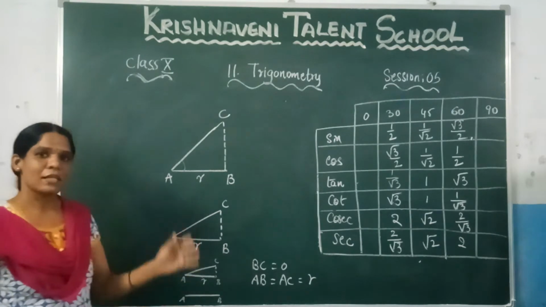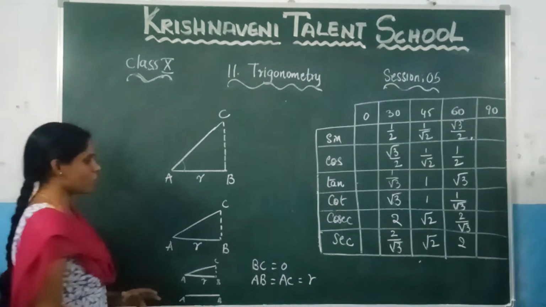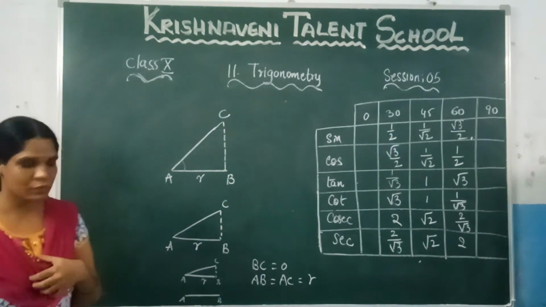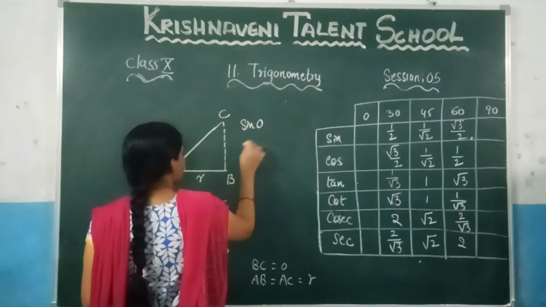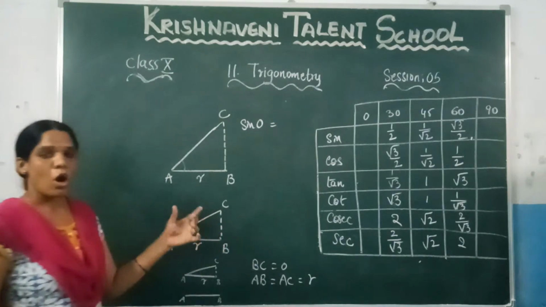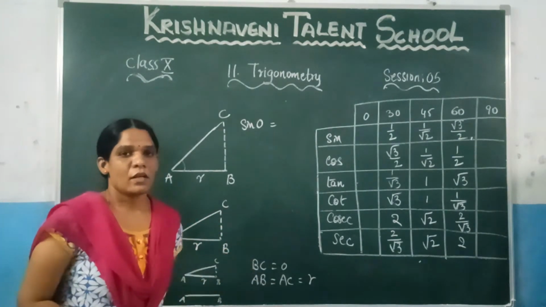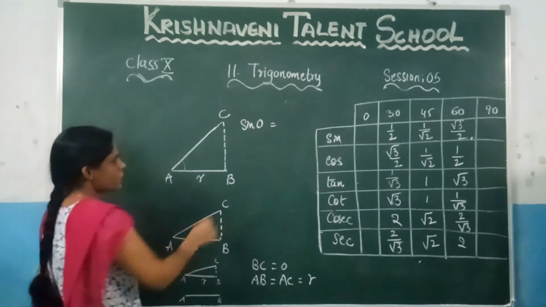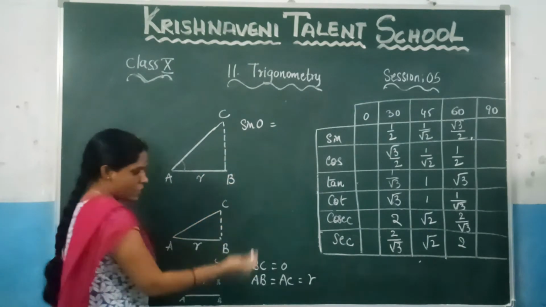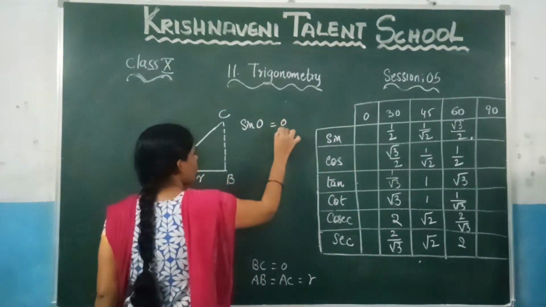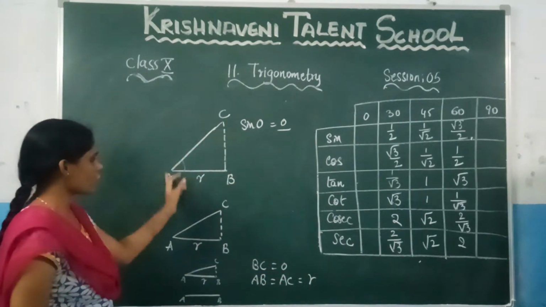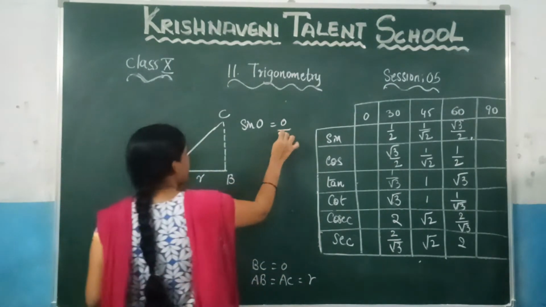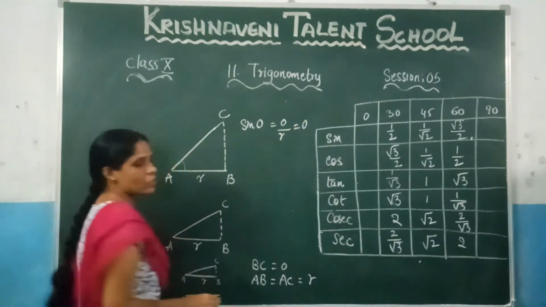Now based on this, let us find all the trigonometric ratios. I am talking about sin 0. What is the formula for sine? Opposite side by hypotenuse. So what is the opposite side here? BC. But what is BC? It is nothing but 0. 0 by, and what is the hypotenuse? It is nothing but R. So the length of AC will become R. So you will get the sine value as 0.